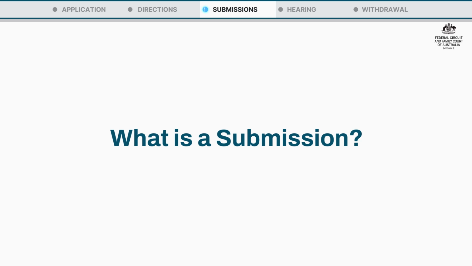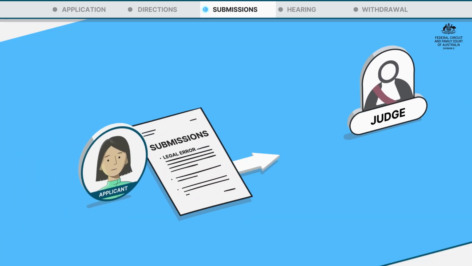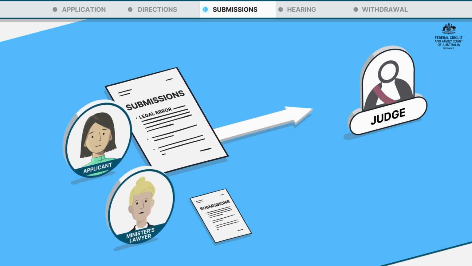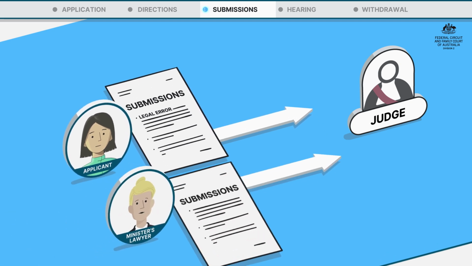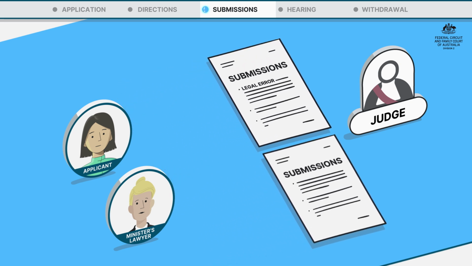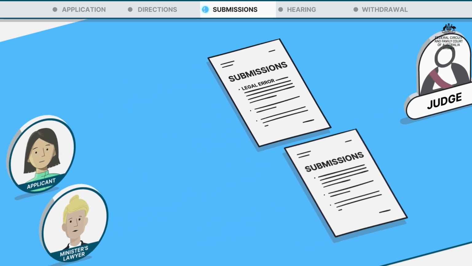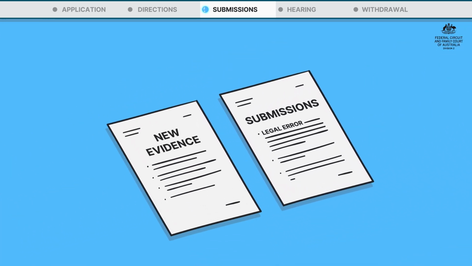What is a submission? Submissions are documents that you write to tell the judge why you think a legal error has been made in your case. The minister's lawyer will also write a submission outlining why the minister believes a legal error has not been made. Your submissions are an important opportunity to tell the judge everything you want to say about the legal error made in your case. Remember, you cannot use a submission to introduce any new evidence about whether you qualify for the visa.